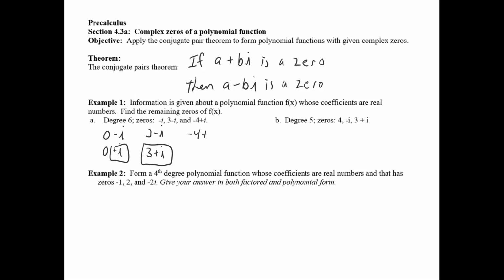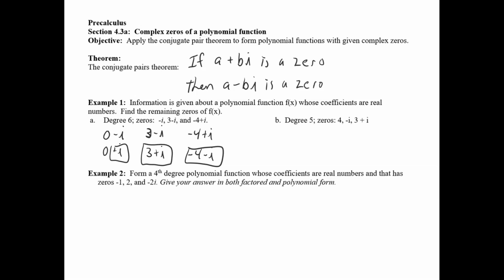If negative 4 plus i is a zero, then so will negative 4 minus i be a zero. Notice that the conjugate pair theorem does not affect a. The real part stays exactly what it was. This is just a 3 for both, this is a negative 4 for both, and the 0 doesn't change either.